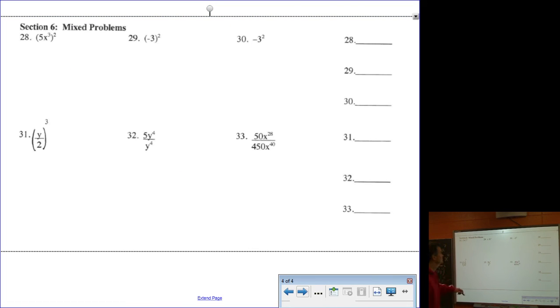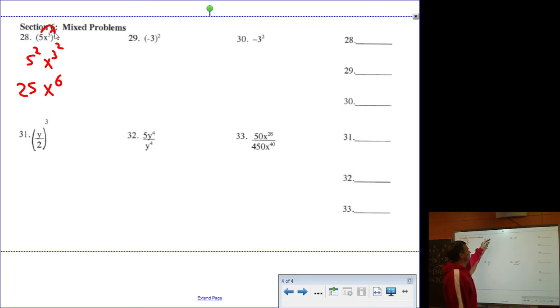Last problems. The 2 here needs applied to both things. 5 to the 2nd, x to the 3rd to the 2nd. That would be 25 x to the 6th. Negative 3 to the 2nd is simply negative 3 times negative 3, which is positive 9.